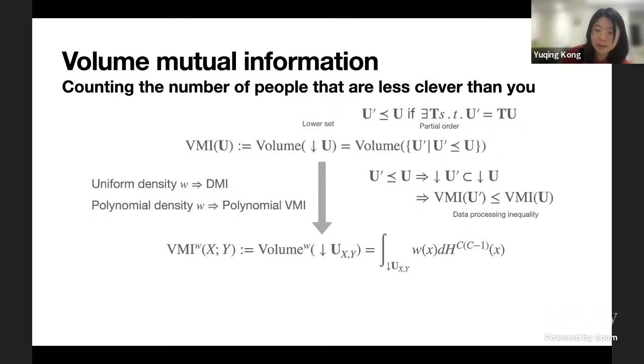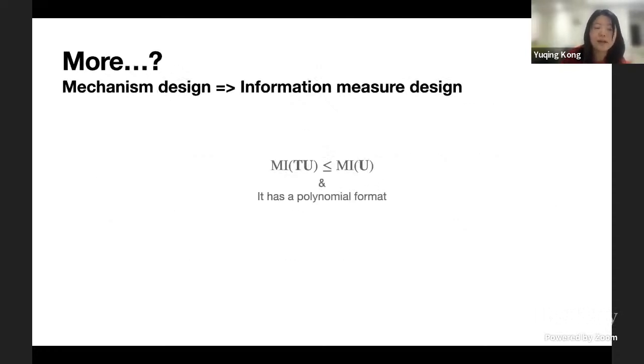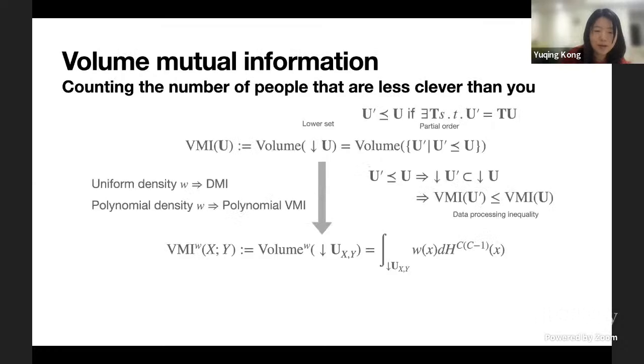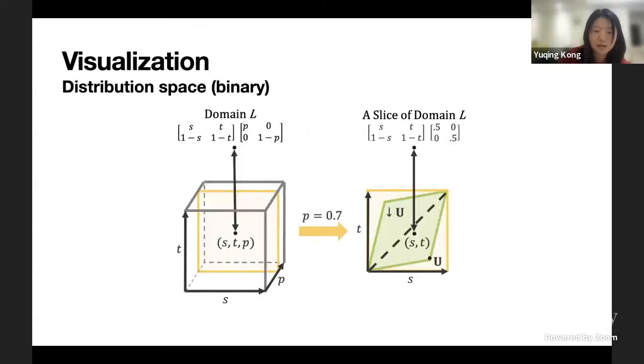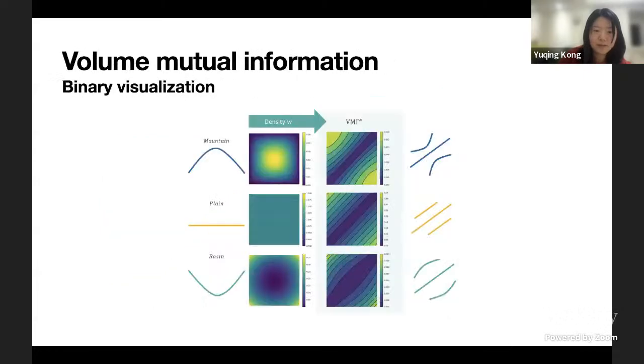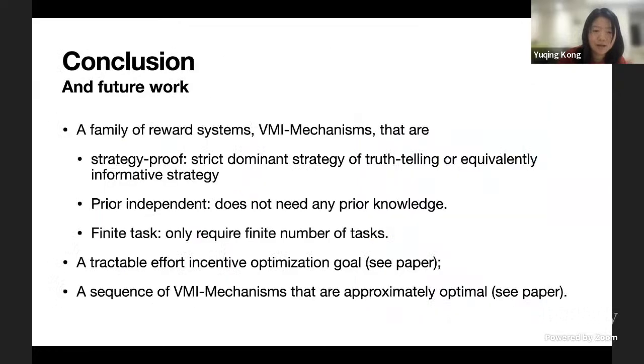And remember, what we need is something that satisfies data processing inequality and also has polynomial format. Once we get this, we can get an unbiased estimator with a finite number of samples, which means a finite number of restaurants, and we can get the reward system we like. And that's the whole point. And I think the others are just like, this picture is just showing how we tune this property of the density, and we can get this new mutual information. And I'll just submit there.